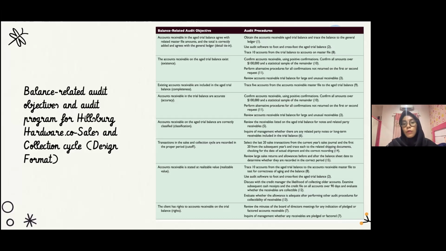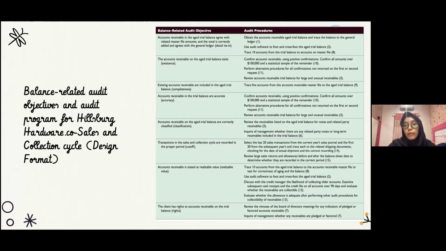Okay, so the second audit procedure is to confirm accounts receivable using positive confirmations, and confirm all amounts over $100,000 and a statistical sample of the remainder. Then perform alternative procedures for all confirmations not returned on the first or second request, and then review the accounts receivable trial balance for large and unusual receivables.